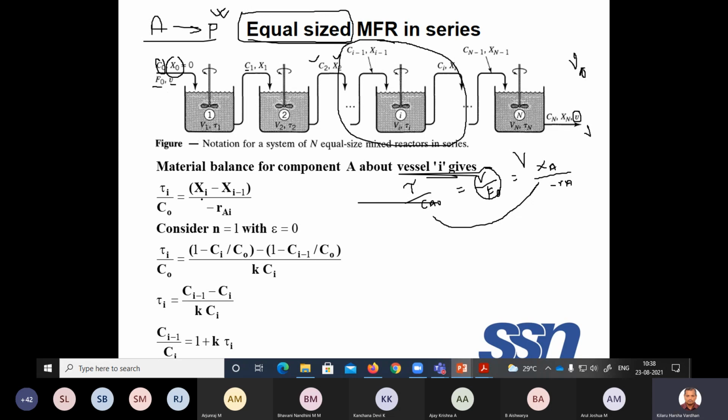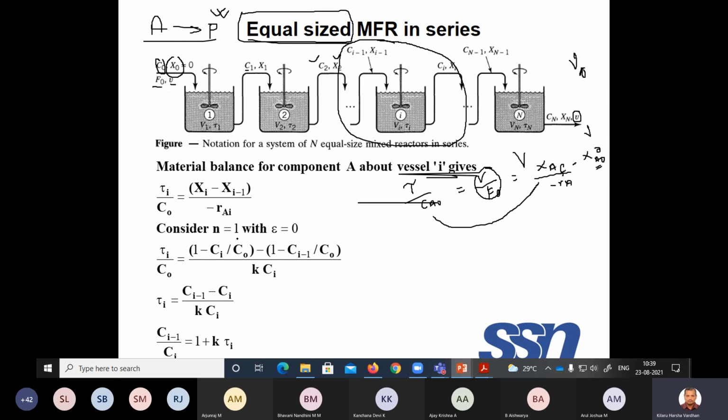C naught, and Xi in the sense, what is the conversion here? Xi minus Xi minus 1, because earlier you were getting XAF minus XA0. XA0 is 0. That is why you are left with XAF or XA. So you have to write final minus initial. What is the final? Xi. Minus initial, Xi minus 1. Xi minus Xi minus 1 divided by minus RAi. In this particular reaction, what is the rate?